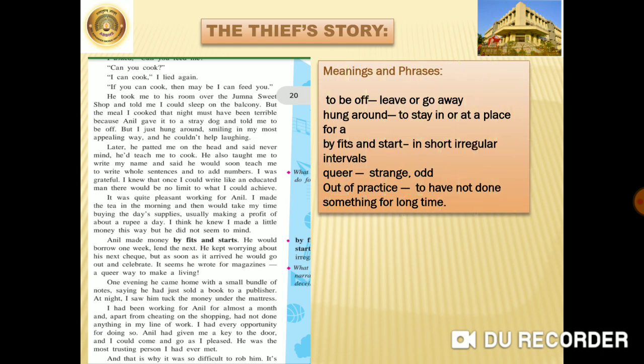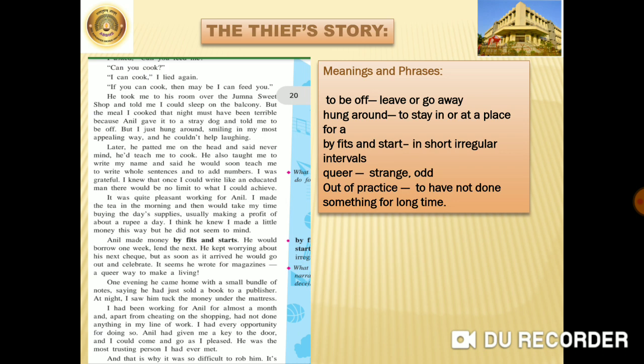So what he is saying is that when he cooked, the food was horrible, it was tasteless. So he gave that food to the dog and he said to go away. But I just hung around. So he was there only, staying there at one place, smiling in my most appealing way. Again he started giving smiles to Anil, and he couldn't help laughing. And Anil also appreciated that smile and he also started laughing.